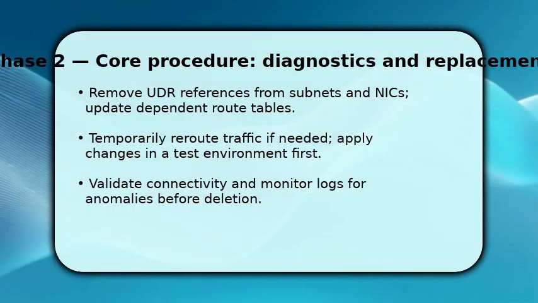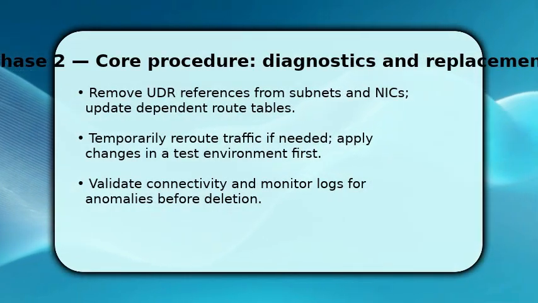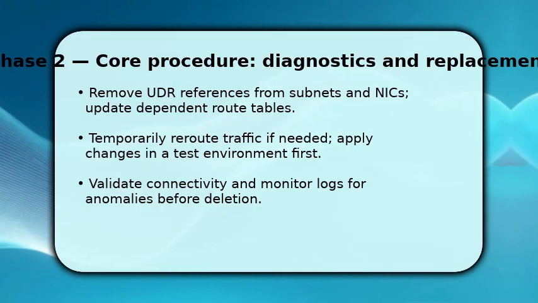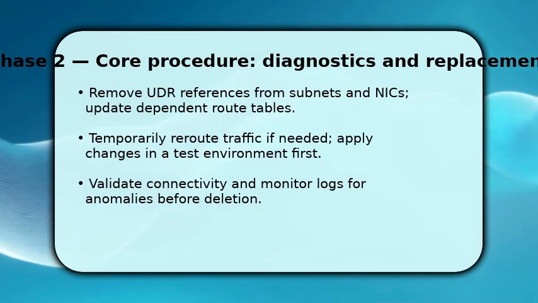Now you detach the UDR from everything that references it. Unassign the route from subnets and NICs, and update any dependent route tables to point to an alternate path. If traffic requires continuity, configure temporary routes or a failover so packets keep flowing.